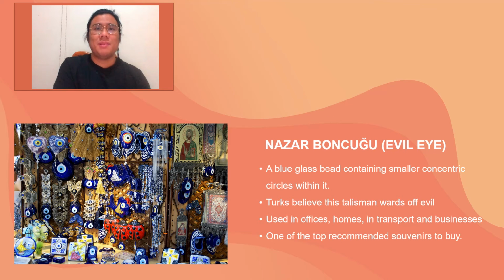In direct disbelief of Islamic traditions, the Nazar Boncugu, also known as the evil eye, is used in offices, homes, in transports, and businesses. Turks believe this talisman wards off evil. These days, as well as featuring heavily in Turkish culture, it is one of the top recommended souvenirs to buy.